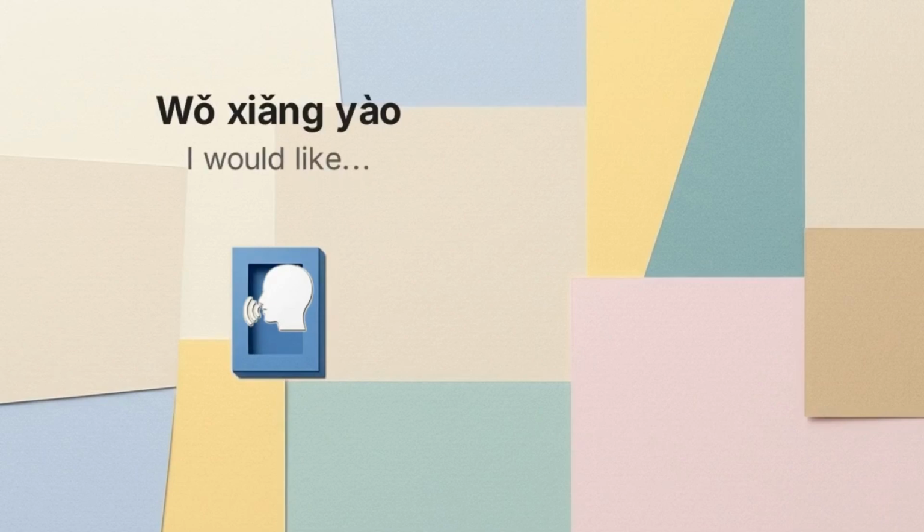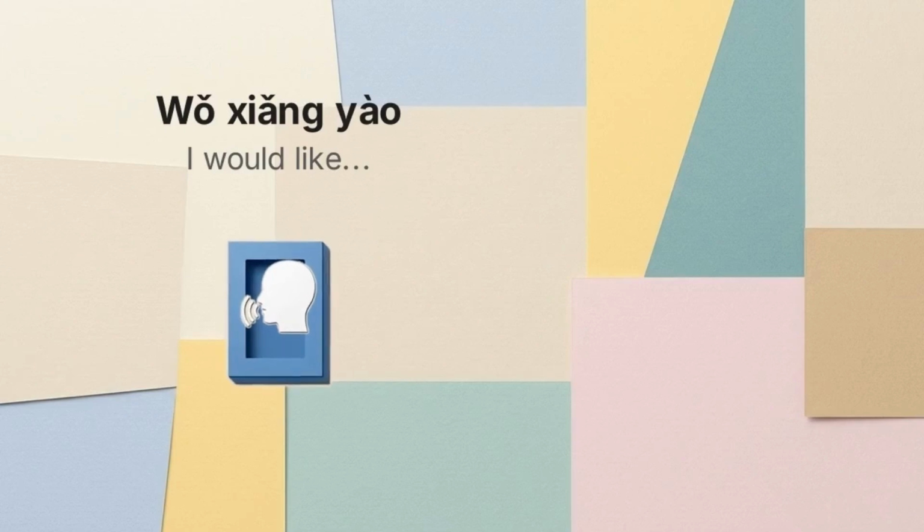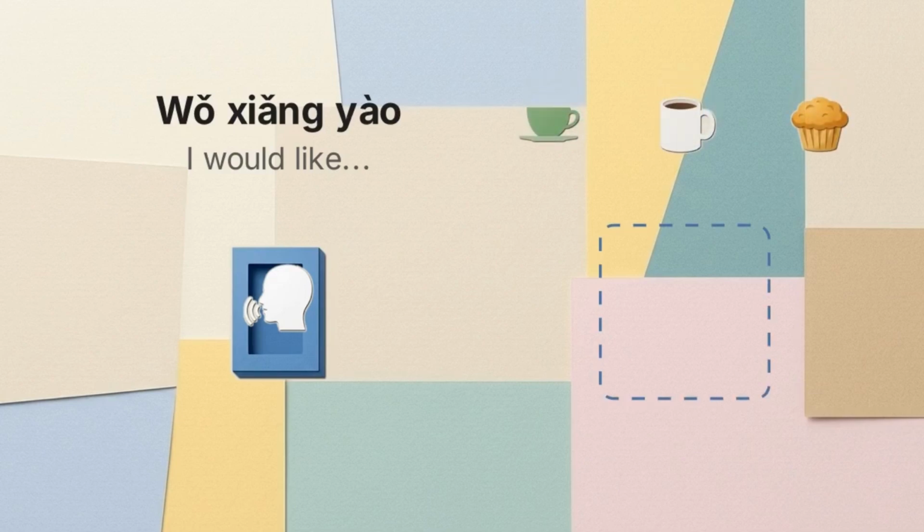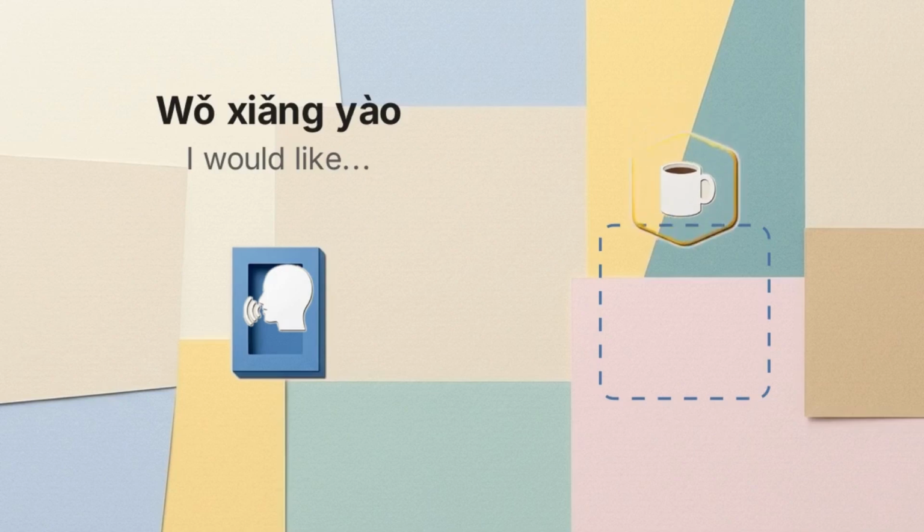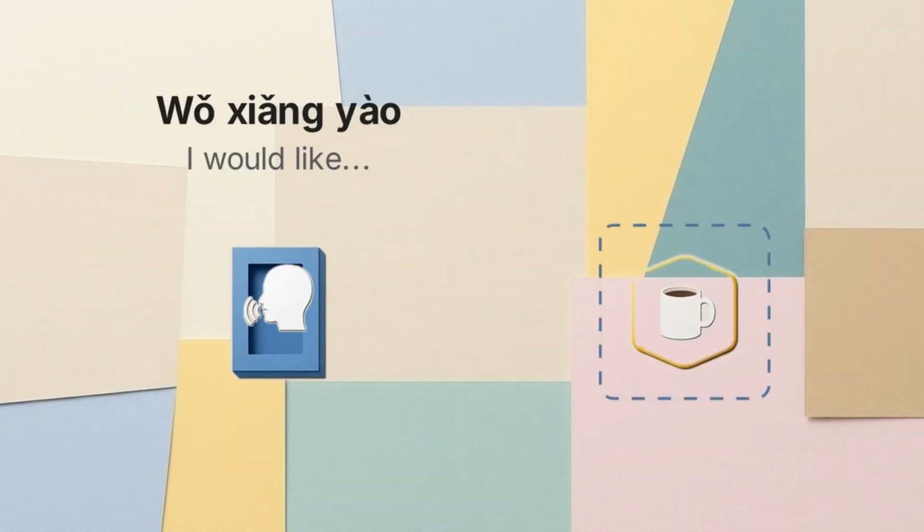This is how you say, I would like. Let's try saying it together. 我想要. This phrase serves as a reliable anchor for your order. Once you are comfortable with this opening, you can ask for different drinks or snacks simply by dropping the name of the item into the slot at the end.